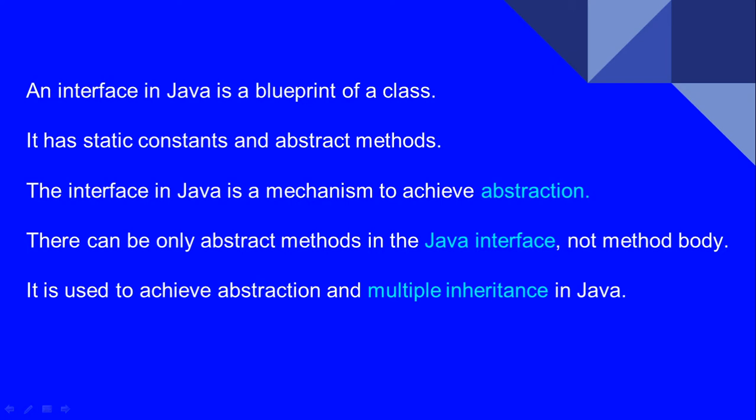The interface in Java is a mechanism to achieve abstraction. It is just an abstraction, it is not an elaboration. There can be only abstract methods in the Java interface and not the method body. That means we cannot explain the body of the method in detail, but we can just specify all the names of the methods in the interface. It is used to achieve abstraction and multiple inheritance in Java.